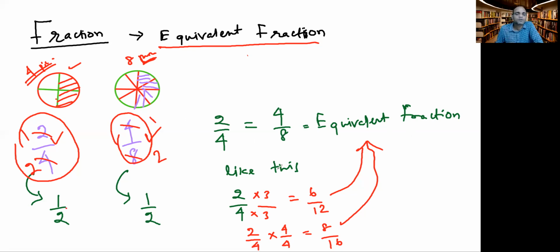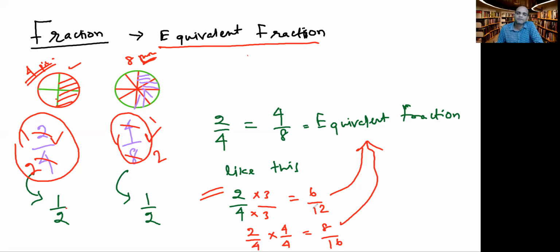By this we can also create more equivalent fractions. How? If we multiply the same number in the numerator and denominator, we will get an equivalent fraction. Take 2 by 4. If we multiply 3 in the numerator and 3 in the denominator, we get 6 by 12. If you make it simple again, you will get 1 by 2.